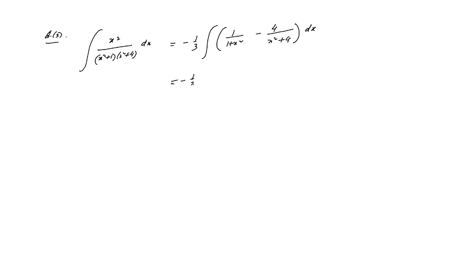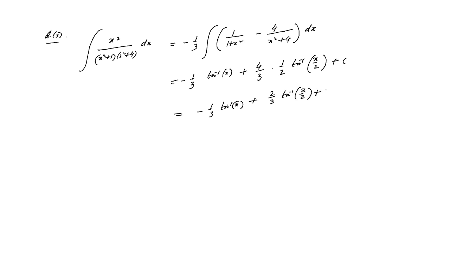So this is minus 1/3 tan inverse x, and this is basically 4/3 into half tan inverse of x by 2 plus c. So obviously minus 1/3 tan inverse x plus 2/3 tan inverse of x by 2 plus c, where c is the integrating constant. And this is the answer of the integration.